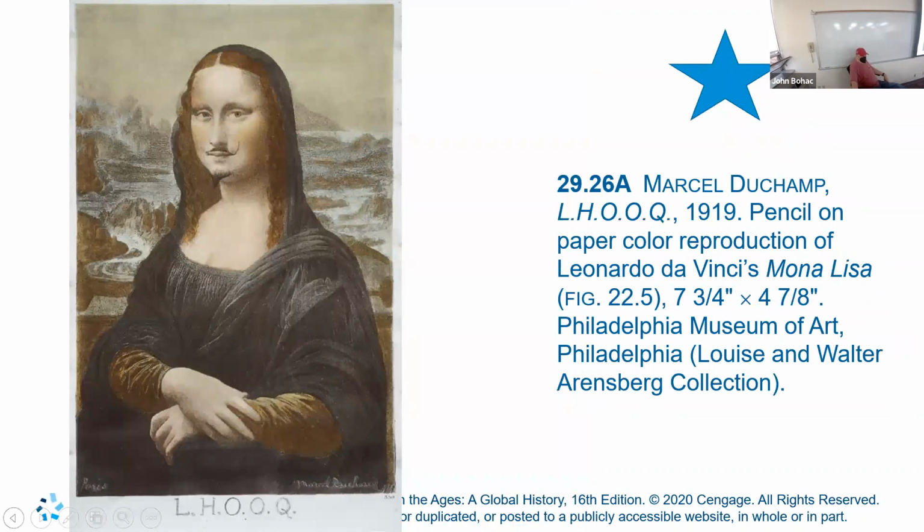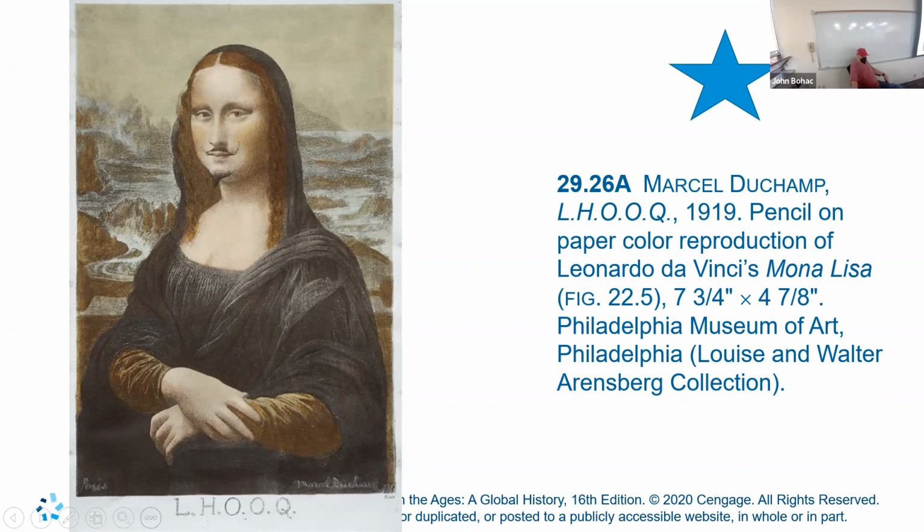And so one of the other most famous, see these Duchamps, they're mostly in Philadelphia. They had the greatest collection of Duchamp's art, the Philadelphia Museum of Art. But bottom line, L.H.O.O.Q. And what he's done here, paper color reproduction of Leonardo da Vinci's Mona Lisa. What this was, in fact, was a postcard of the Mona Lisa. And if you take a close look at it, it's kind of a crummy replica too.